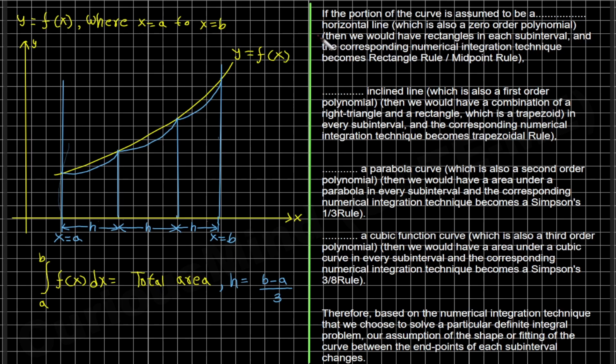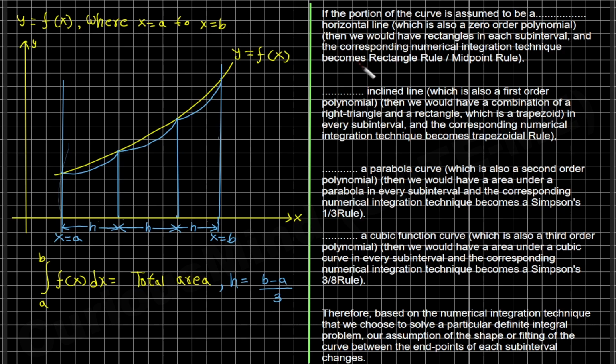So just to summarize, if the portion of the curve is assumed to be a horizontal line, which is also a zero order polynomial, then we would have rectangles in each subinterval, and the corresponding numerical integration technique becomes the rectangle rule or midpoint rule.